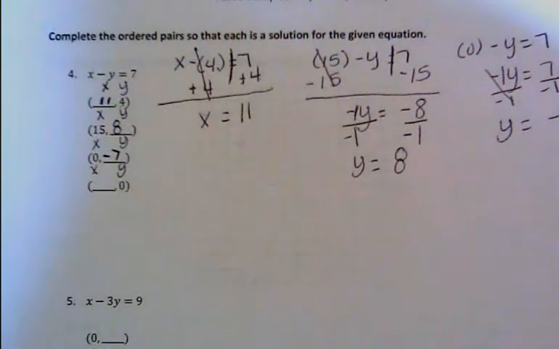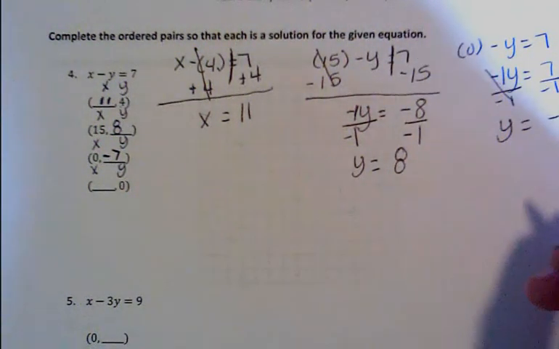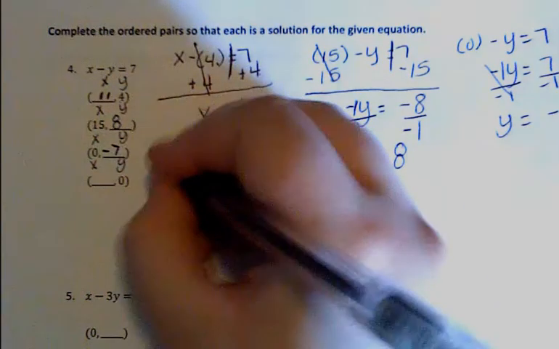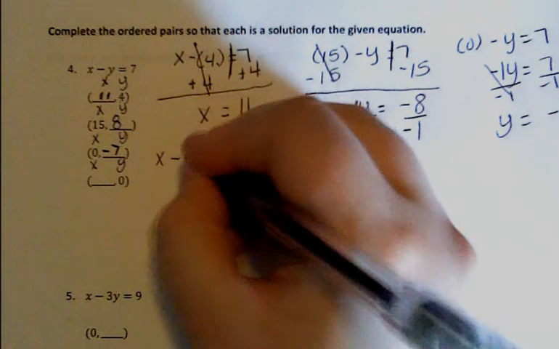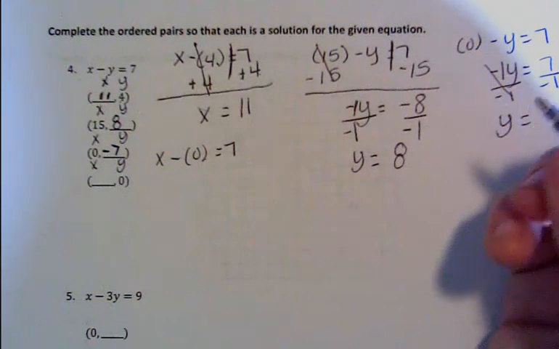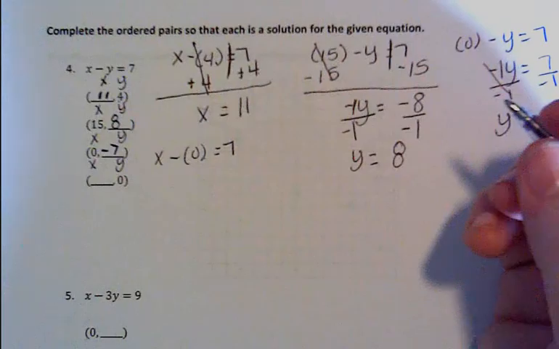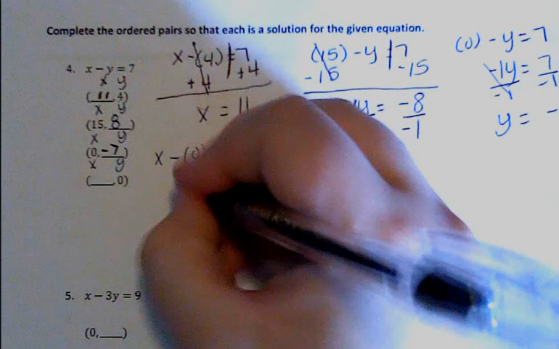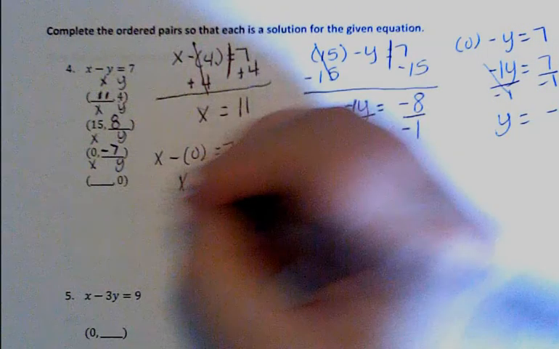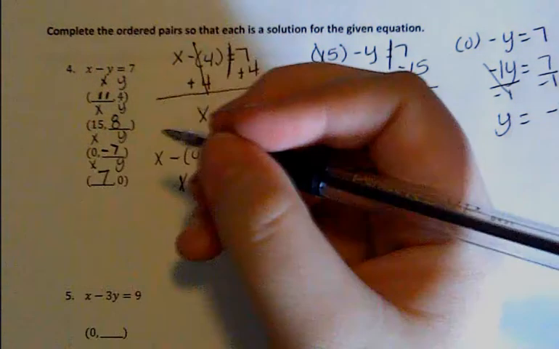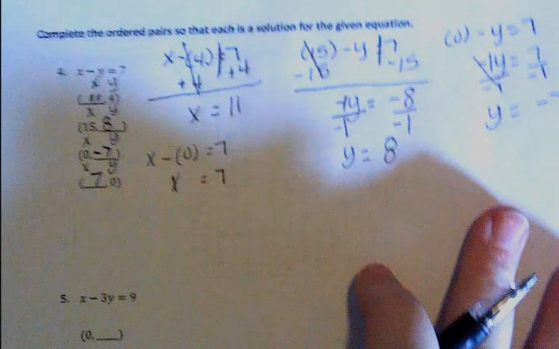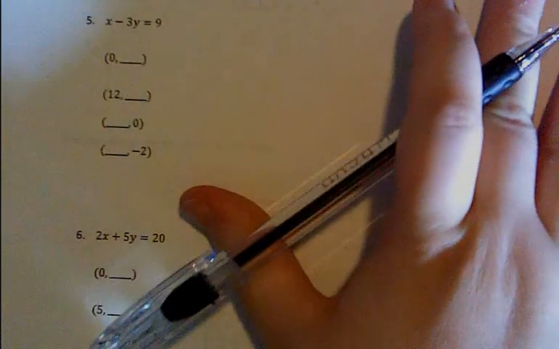Now we have our last problem in this. We have blank, 0. So they don't tell me what my x is, but they tell me my y is 0 equals 7. So x minus 0 is just going to leave me with an x. I'm going to bring down that 7. So x equals 7. Okay. So now that problem 4 is complete. Now let's look at problem number 5.